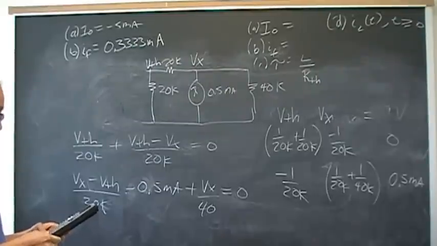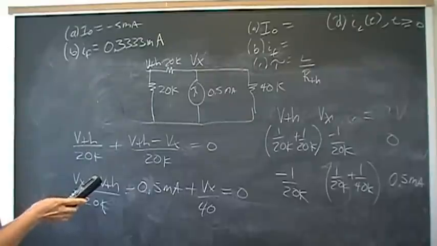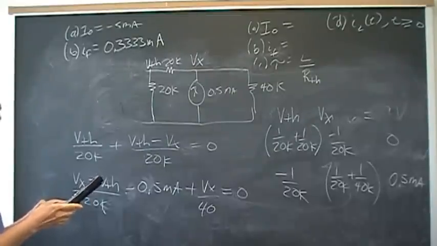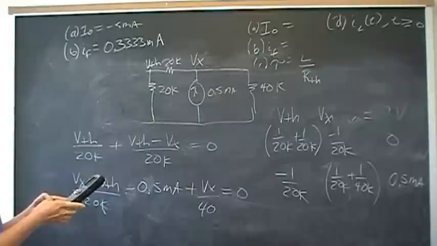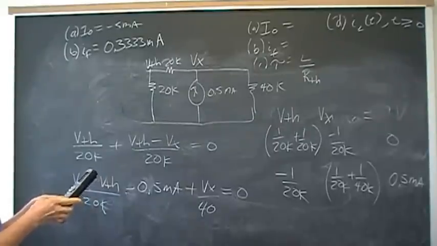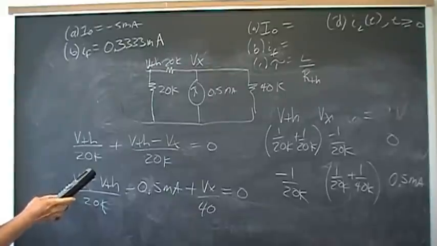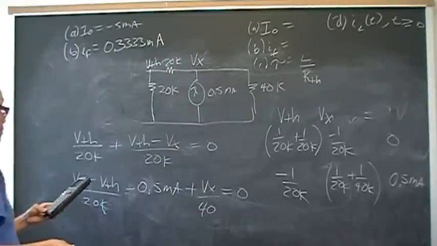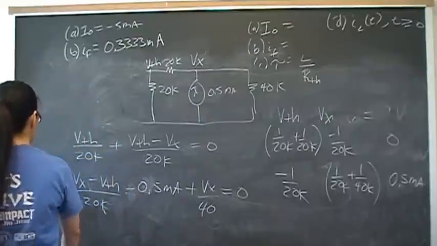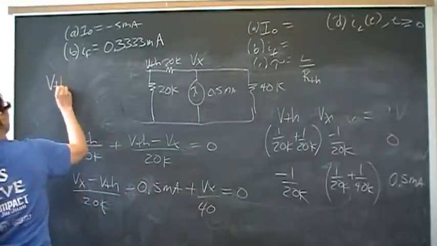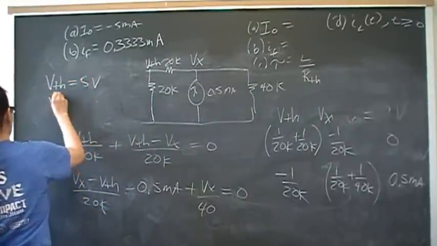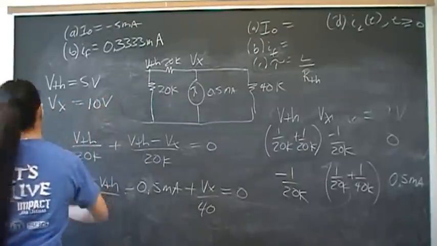So we've got 2 equations and 2 unknowns. First line: 1 over 20K plus 1 over 20K, then negative 1 divided by 20K, and then 0. Second line: negative 1 divided by 20K, then 1 divided by 20K plus 1 divided by 40K, and then 0.5 milliamps. My matrix tells me that V Thevenin is 5 volts and Vx is equal to 10 volts.